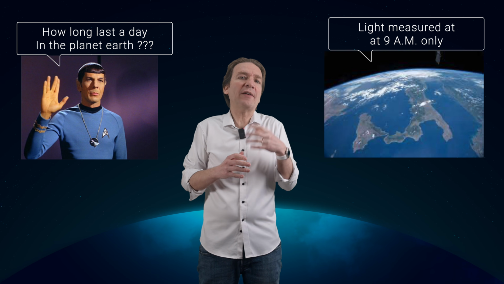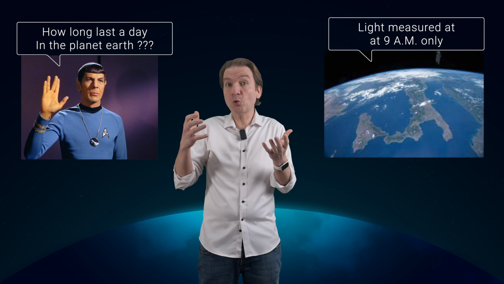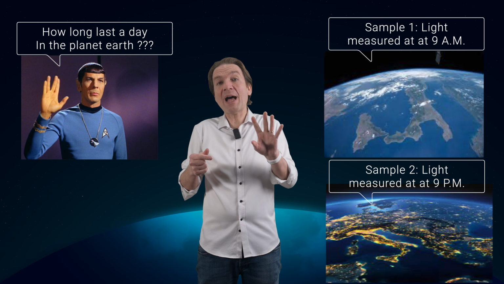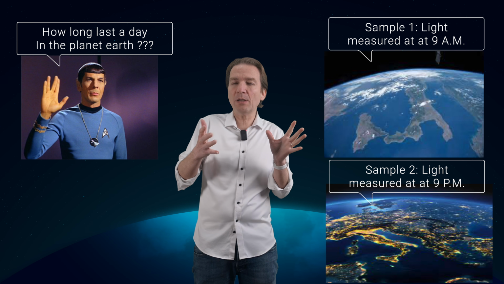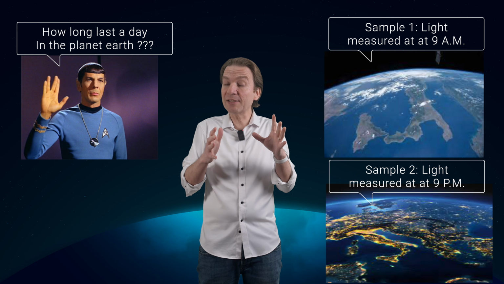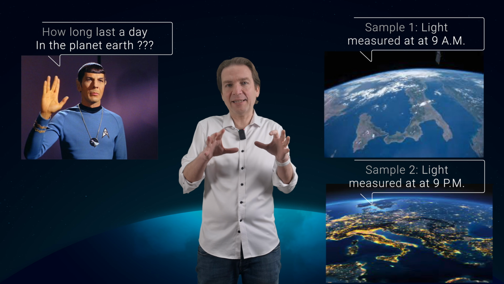Okay, so what do you have to do? Well, you need to increase the number of samples you actually take. So for instance, if you take two samples, one at 9 AM and one at 9 PM, well, you start understanding that there is a difference in the light and you start seeing the night and the day.